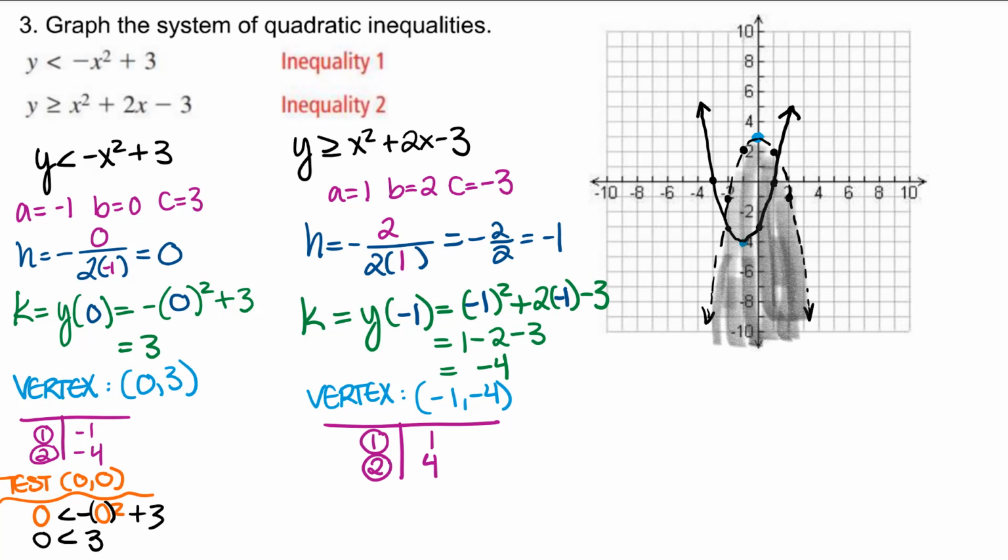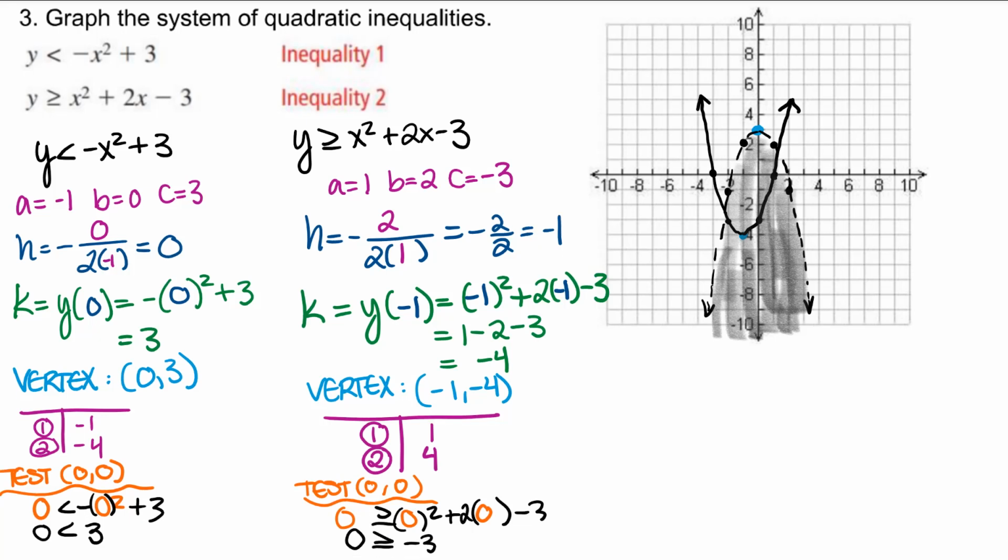Let's test to see if 0, 0 is a solution for the second quadratic inequality. Yes, 0 is greater than or equal to -3, so 0, 0 is also a solution for the second inequality. So the inside of this parabola is the solution for this quadratic inequality. That means the overlap of the shaded regions is our solution for this system of quadratic inequalities. And our solutions would be any points in this overlap shaded region.